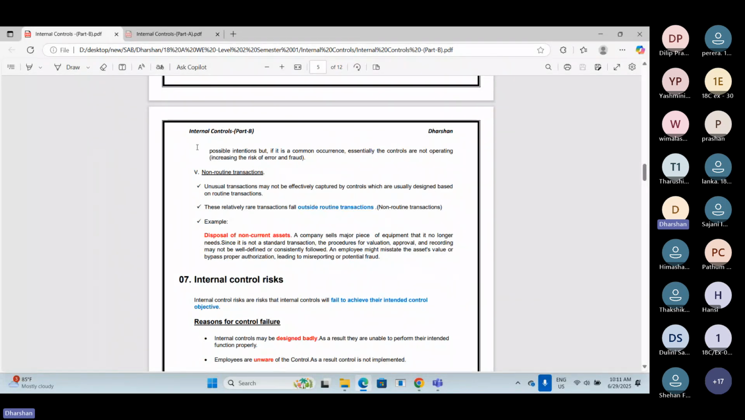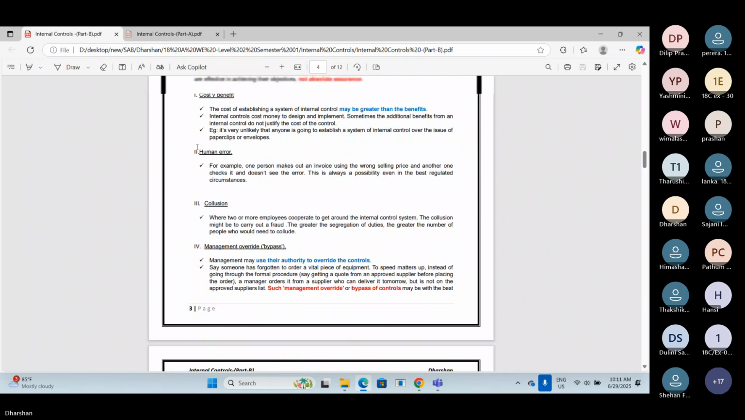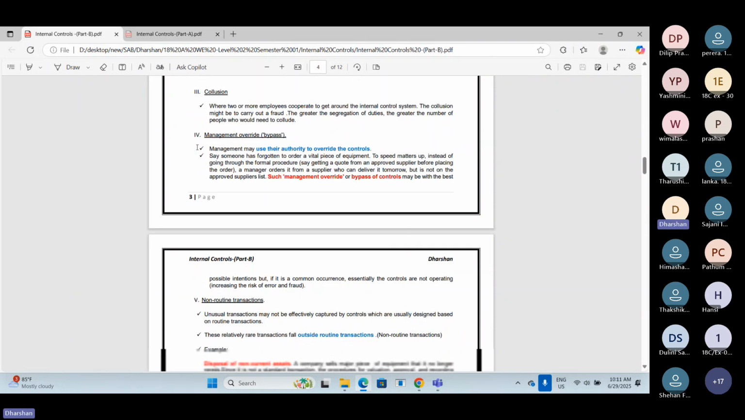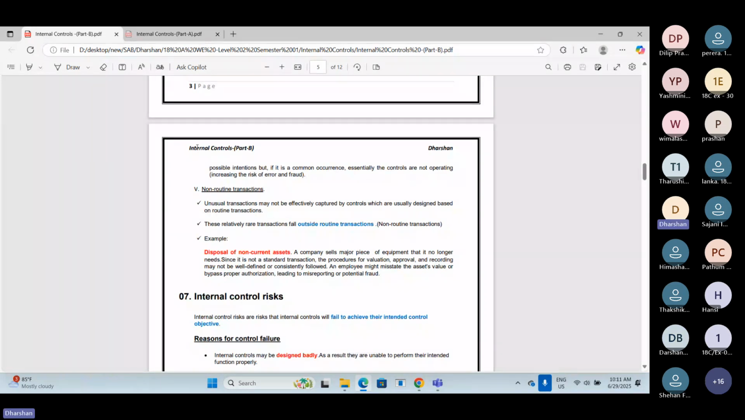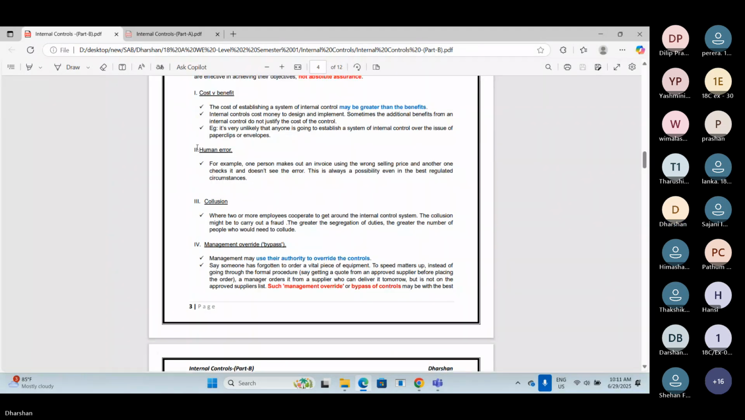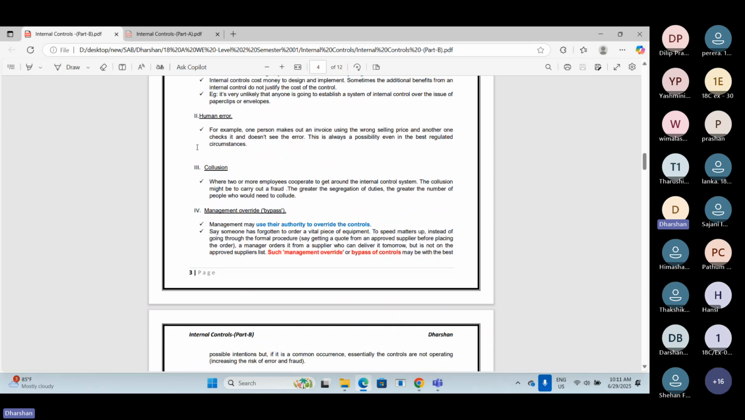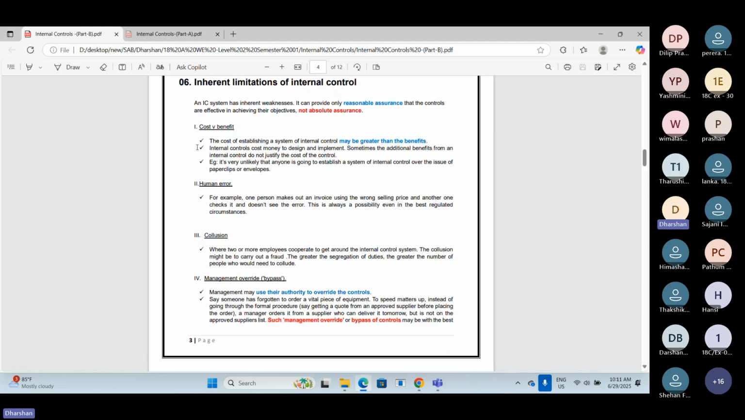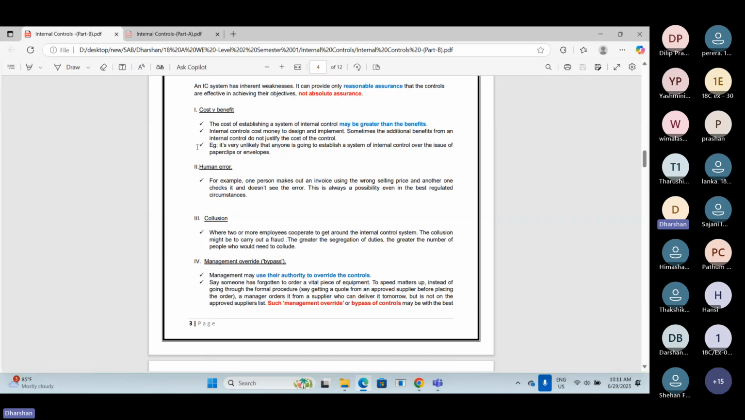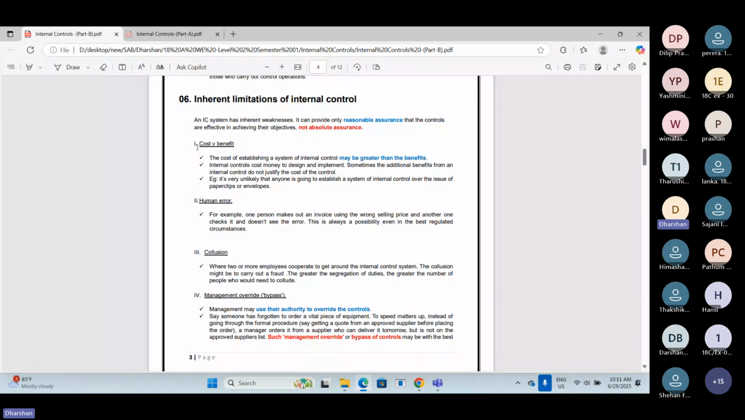So these are the five main inherent limitations why we cannot give absolute assurance, why we can give only reasonable assurance. So you should remember all these five. This is the key point, a key topic in internal control. So you should remember these five points with explanation.